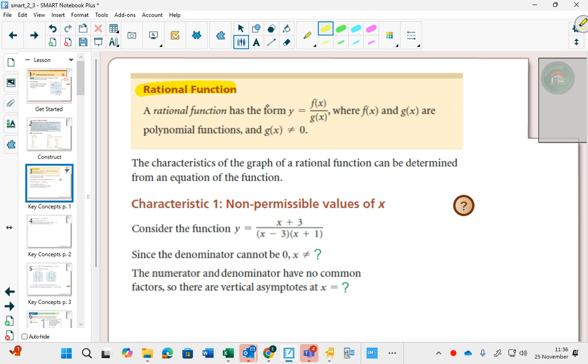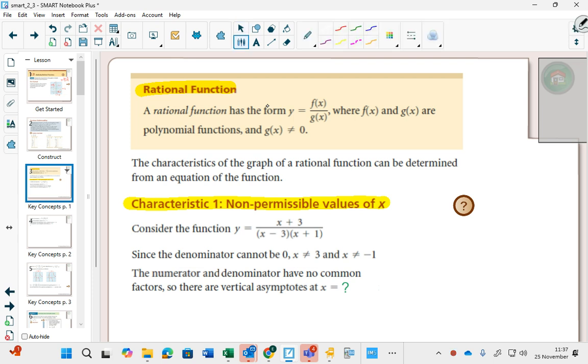and looking at the 3 different groups where sometimes the degree is bigger in your numerator, sometimes the degree is bigger in your denominator, and sometimes the degrees are the same. So we already saw this, but we'll talk about each of the characteristics of these graphs. The non-permissible values. You're not allowed to divide by 0, so if you had this as your equation, you would both have 3 and -1 as non-permissible values.